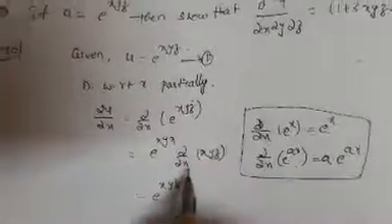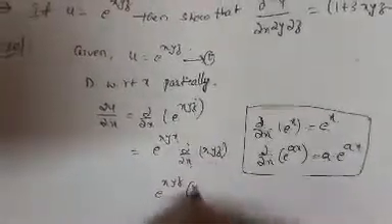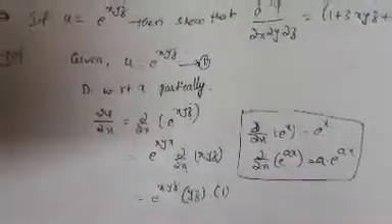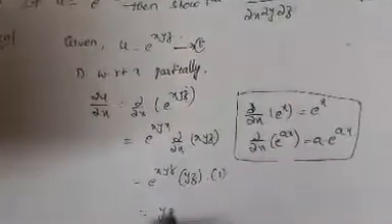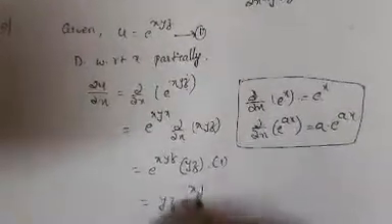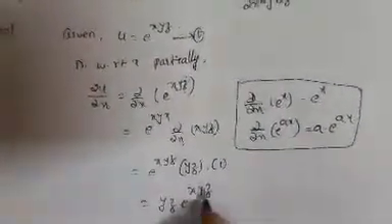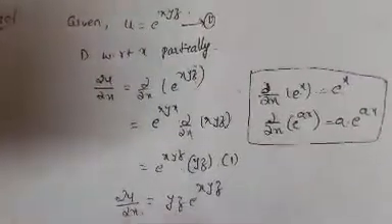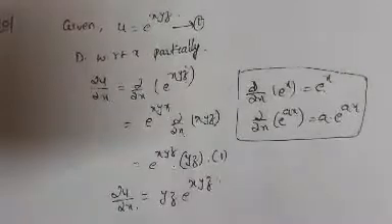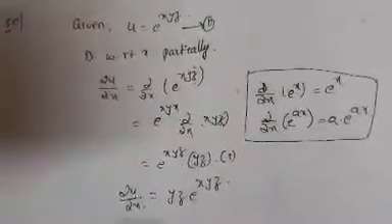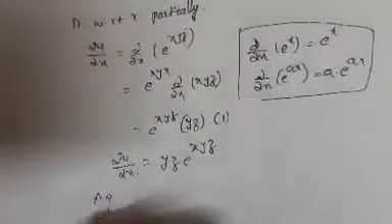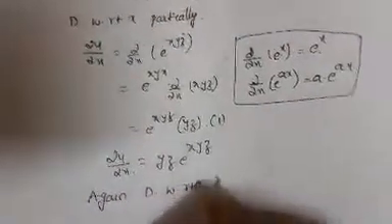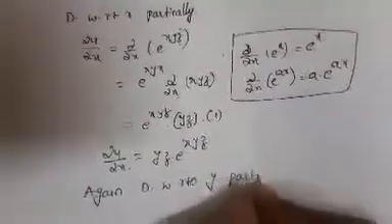It means with respect to x, therefore yz is constant and ∂/∂x of x is 1. So therefore yz into e power xyz. This is the value of ∂u/∂x. So now again differentiating with respect to y partially.